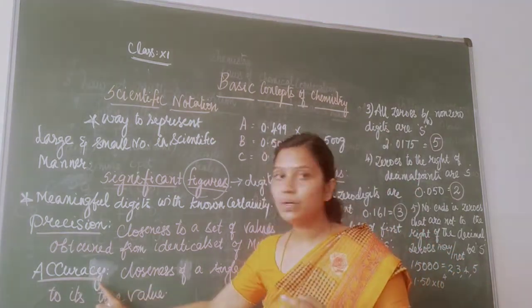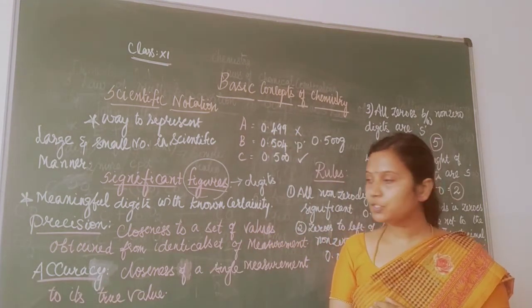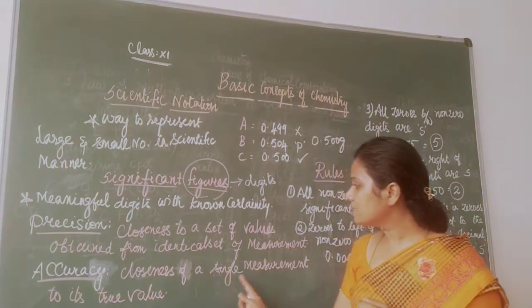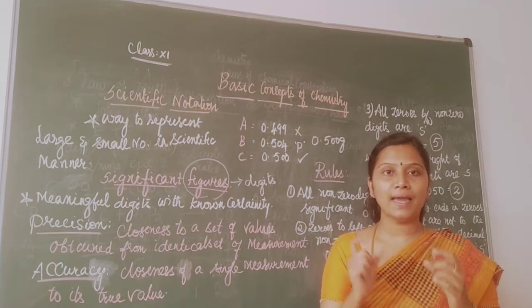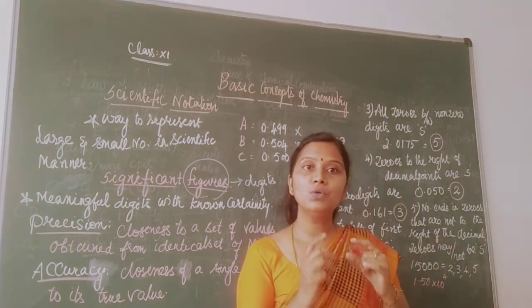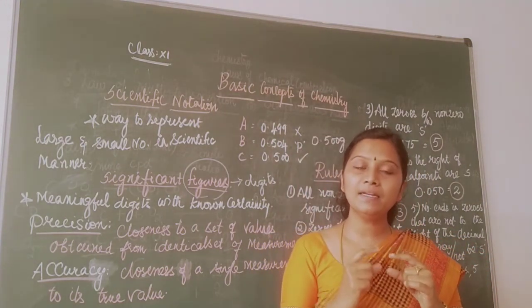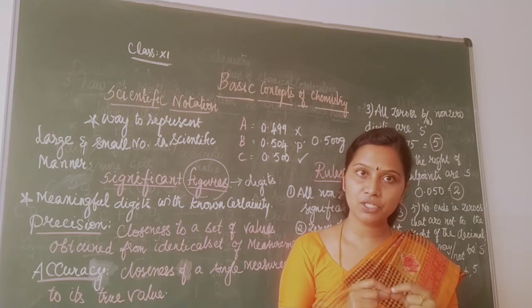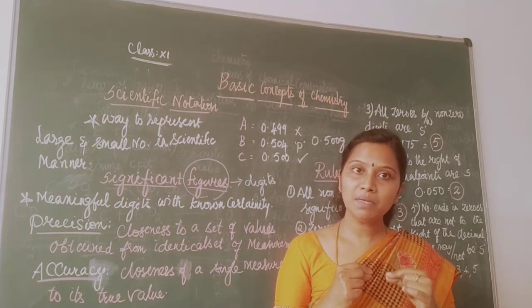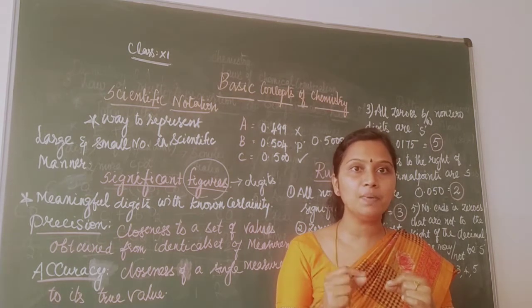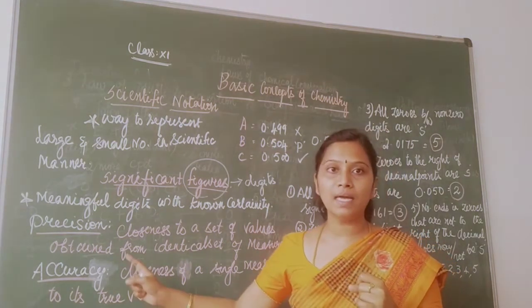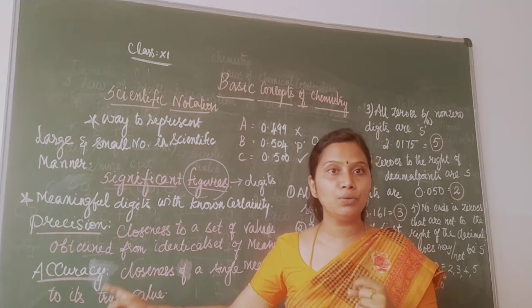What is accuracy? Accuracy refers to closeness of a single measurement to its true value. What is a standard and true value? Which is universal, which will be done in identical conditions of temperature and pressure. Suppose my experimental value is close to the true value under STP, then I am going to call that particular experiment an accurate experiment.